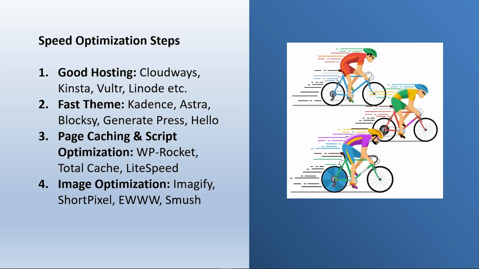But the purpose of today's video is to take you through the general steps that you can take on any WordPress website to improve its Google PageSpeed score. So it basically comes down to four main steps. And the first one is having good hosting. If you've got garbage web hosting, you'll never get a really nice score. It has to be at least decent.